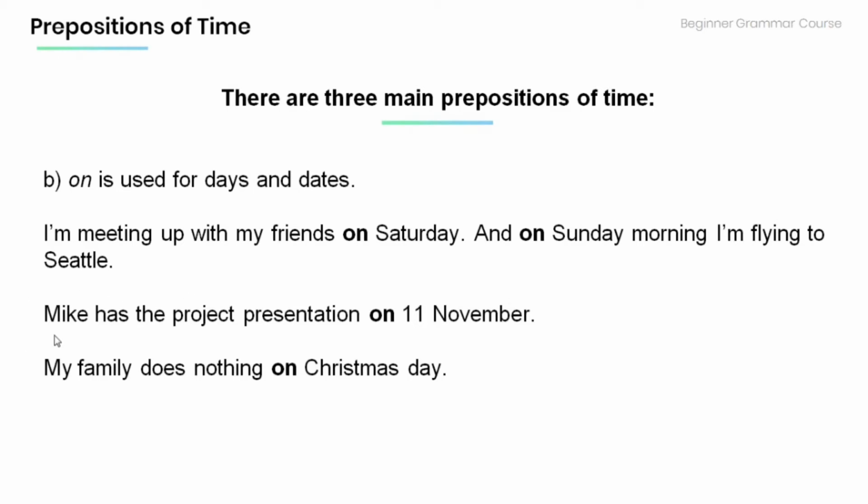And in this sentence, Mike has the project presentation on 11th November. The preposition of time on is used for the date, 11th November. Same in the sentence, my family does nothing on Christmas Day. The preposition of time on is used for the date, Christmas Day.